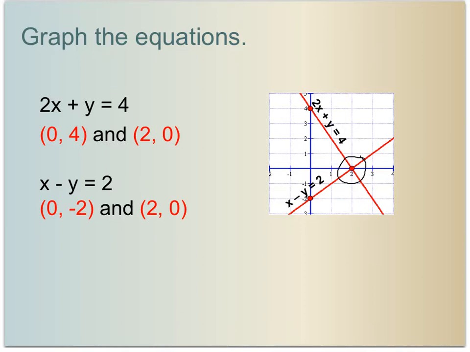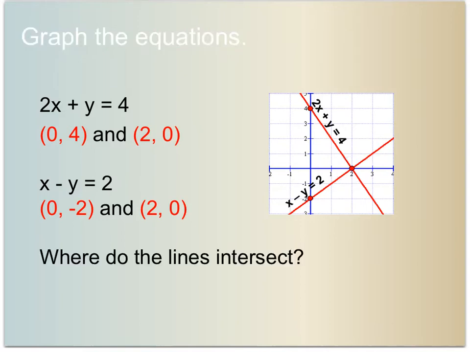So what is the solution for this system of equations? You're essentially asking yourself where they intersect. So these two lines intersect right here. They intersect at the point 2, 0. So that is the solution for this system of equations. That is the only point that they have in common.